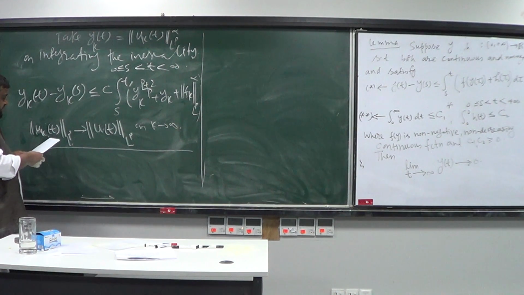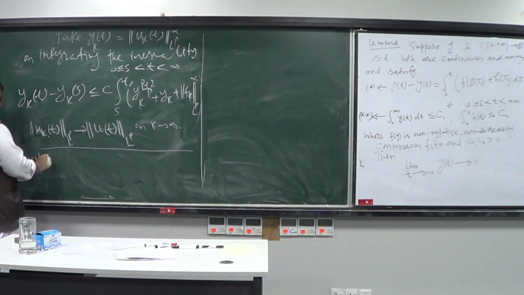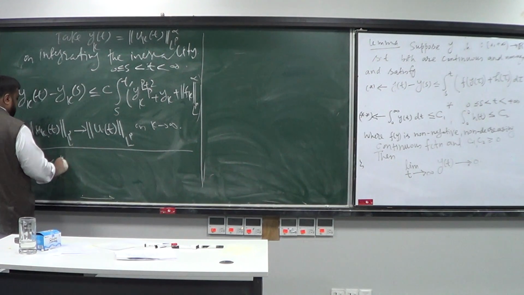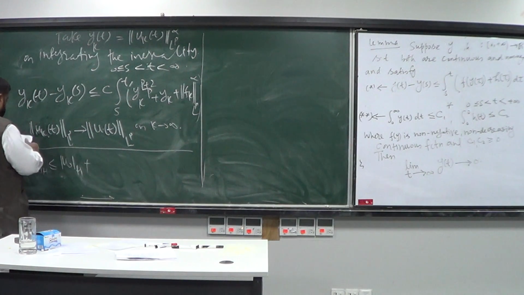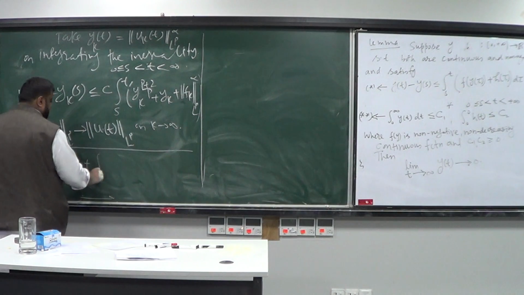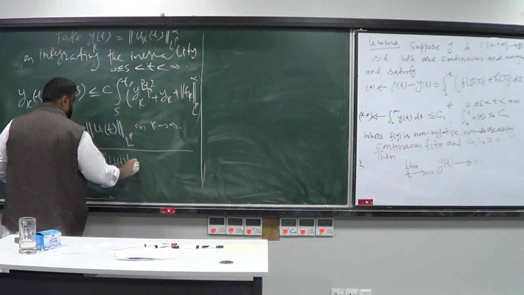So if you use your energy estimate, so what were my energy estimates? Let's recall them. So these were my two energy estimates. So the u(t) in H norm can be estimated by the u naught in H norm plus the integral from 0 to infinity of f(s) in H norm ds.